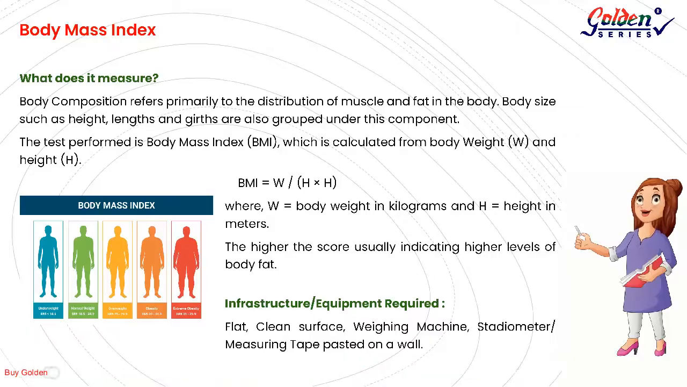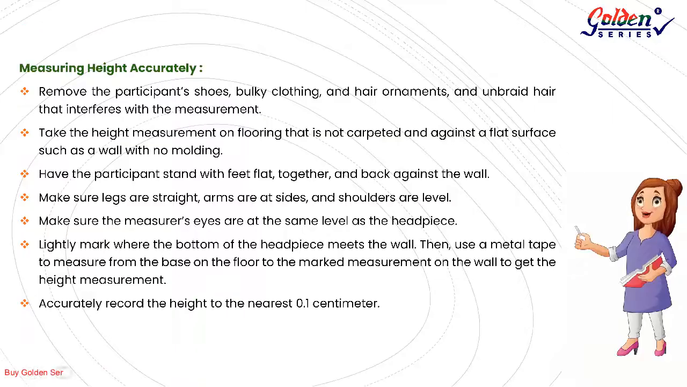Infrastructure and equipment required: flat, clean surface, weighing machine, stadiometer or measuring tape pasted on a wall. Measuring height accurately. Remove the participant's shoes, bulky clothing, and hair ornaments, and unbraid hair that interferes with the measurement. Take the height measurement on flooring that is not carpeted and against a flat surface such as a wall with no molding.